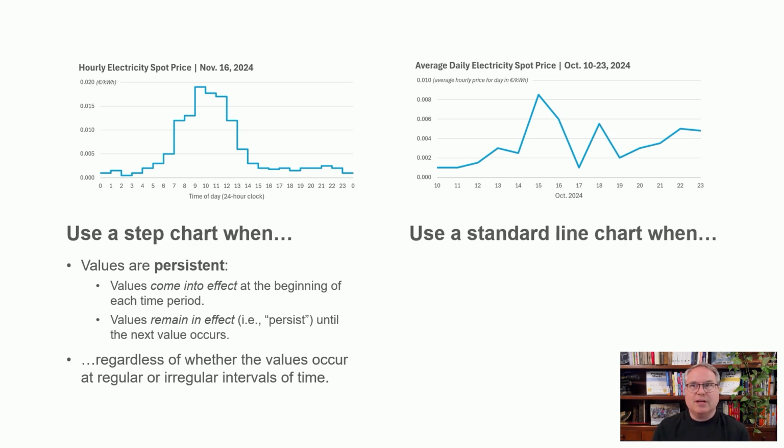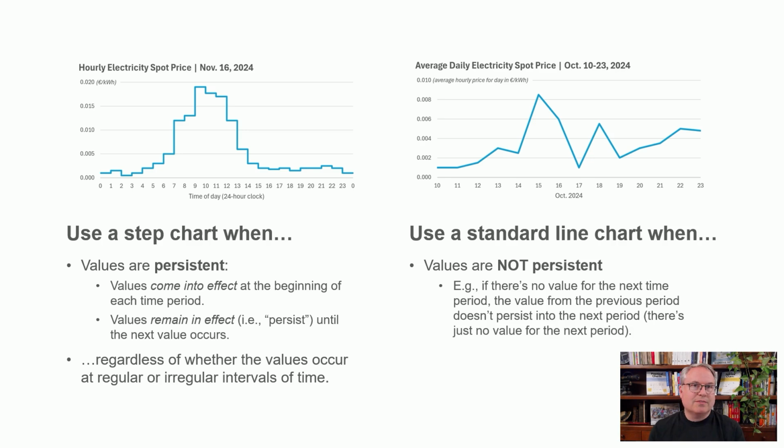You would use a standard line chart when the values, of course, are not persistent, right? For example, if we have two time periods and there's no value for the next time period, the value from the previous time period doesn't persist into the next one. There would just be no value for that time period. If we have an average price for October 10th, and we don't have an average price for October 11th, we don't use the value from October 10th for October 11th. There's just no value for the 11th.